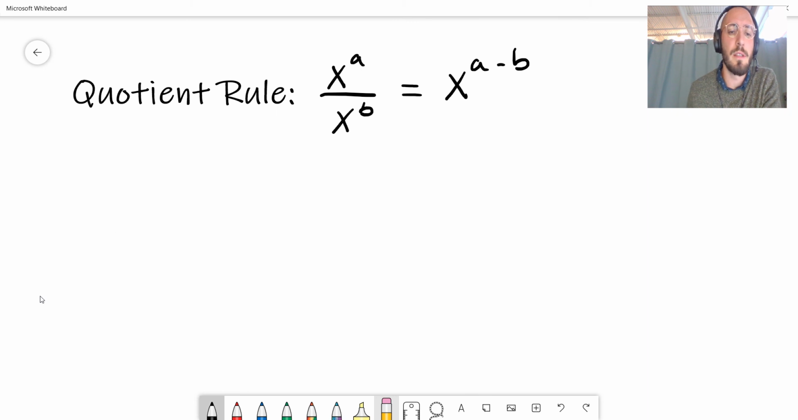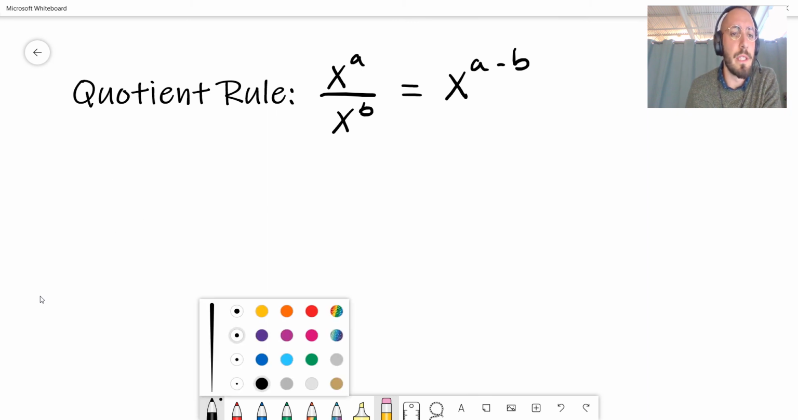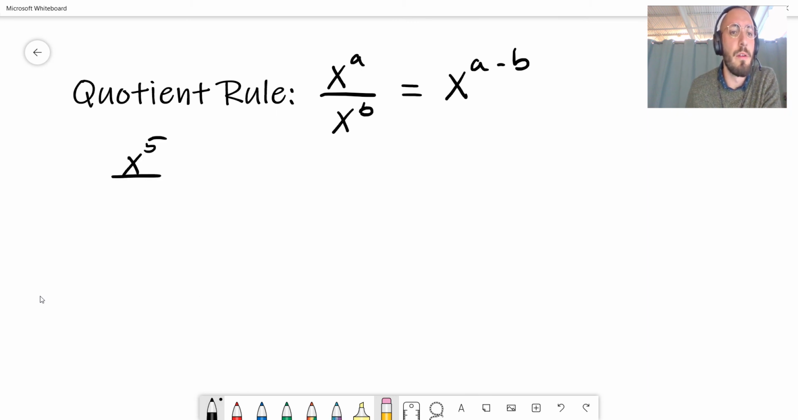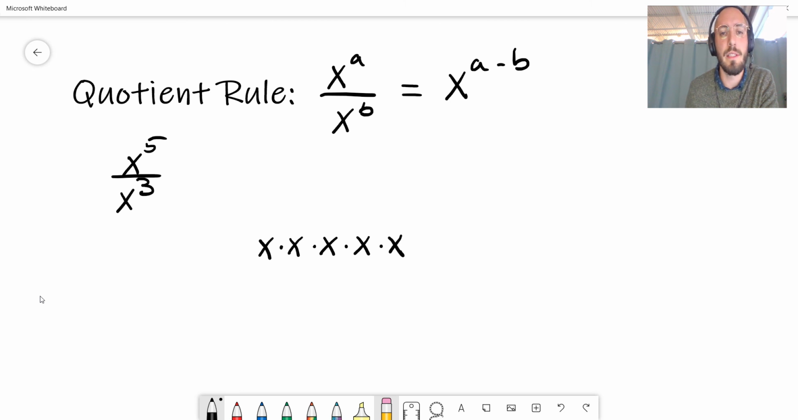product rule makes sense. So I should never erase that, I'll rewrite it. X to the fifth over x to the third. Let's use the same example and I'll expand this out to illustrate why this makes sense. So x to the fifth we know is x multiplied by itself 5 times. So we can rewrite that like this, over x to the third, which is x multiplied by itself 3 times.